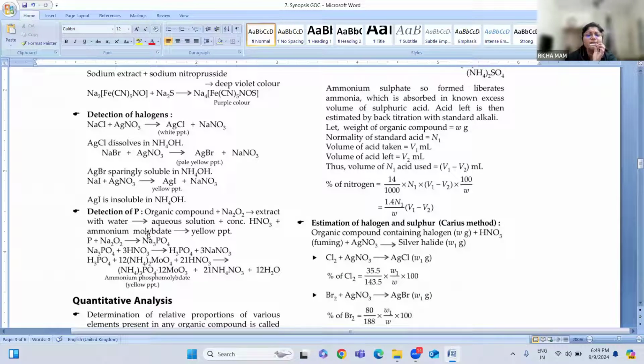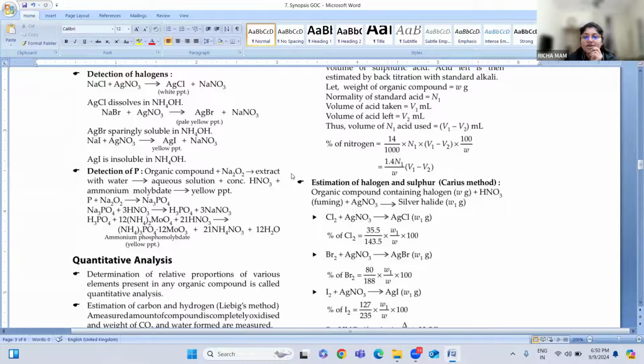Then if the given compound consists of phosphorus, take the organic compound, add sodium peroxide, then extract with water. Add aqueous solution plus concentrated HNO3 plus ammonium molybdate, and it gives you a yellow PPT. If you get a dark yellow PPT, that means there is a presence of phosphorus. The yellow PPT formed is ammonium phosphomolybdate. Remember these names, very important for the CET exam, as they will ask you the product name. So this was about the qualitative analysis.